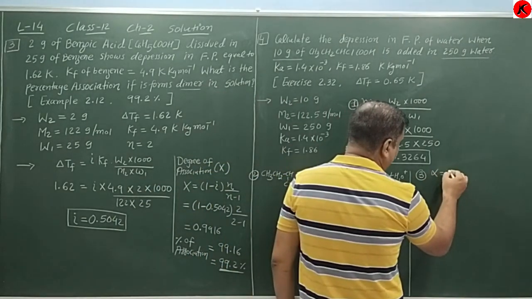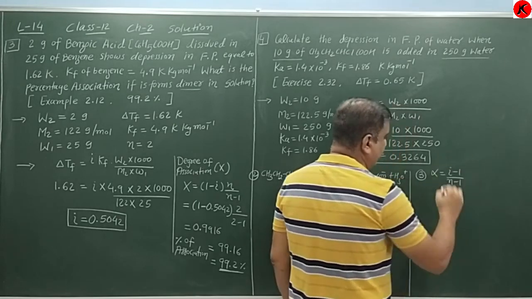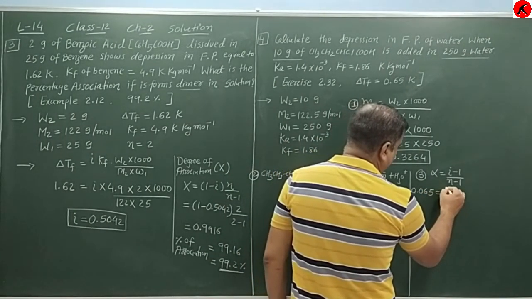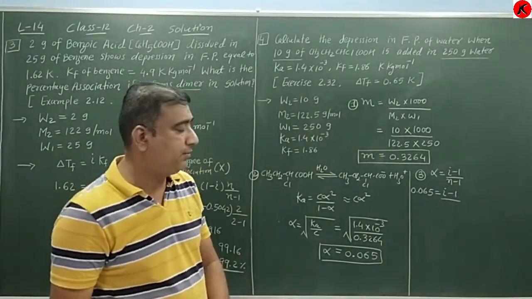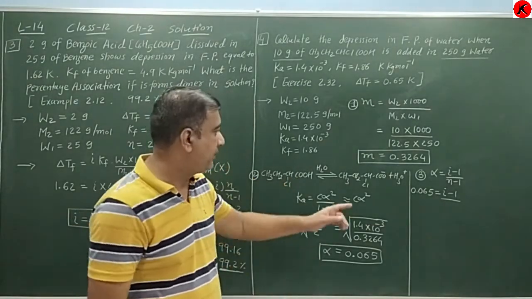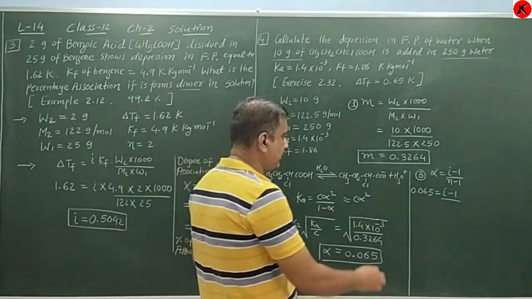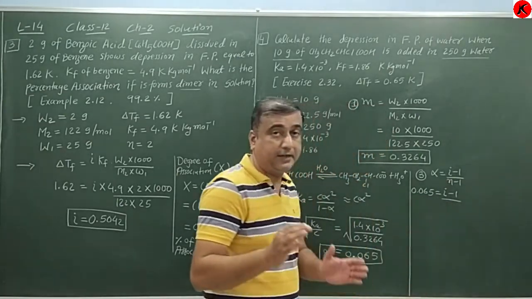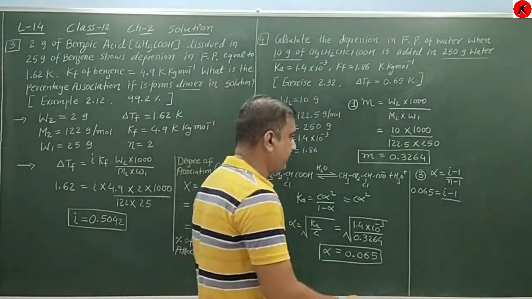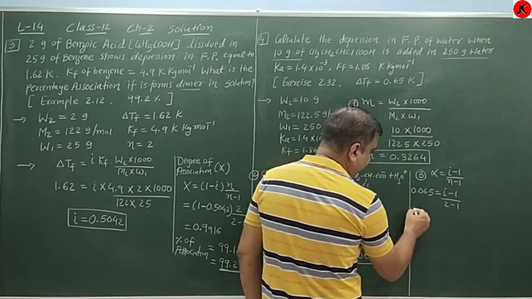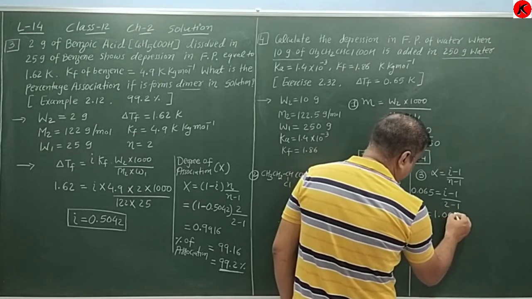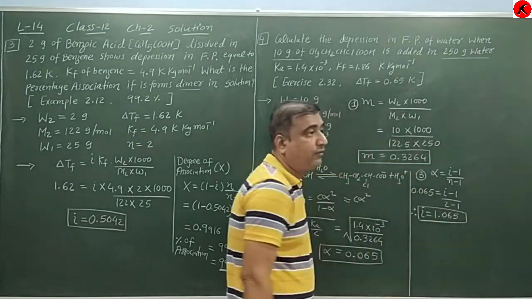So we know alpha equal to i minus 1 upon n minus 1. Now alpha is 0.065, i minus 1, n. N is the number of ions which are produced when complete dissociation occurs. So here from 2-chlorobutanoic acid, 2 ions are produced. That means the value of n equal to 2. Remember, suppose 3 ions are produced, then the value of n equal to 3. So here the value of n equal to 2. When this is simplified, the value of i equal to 1.065. The value of i is obtained.